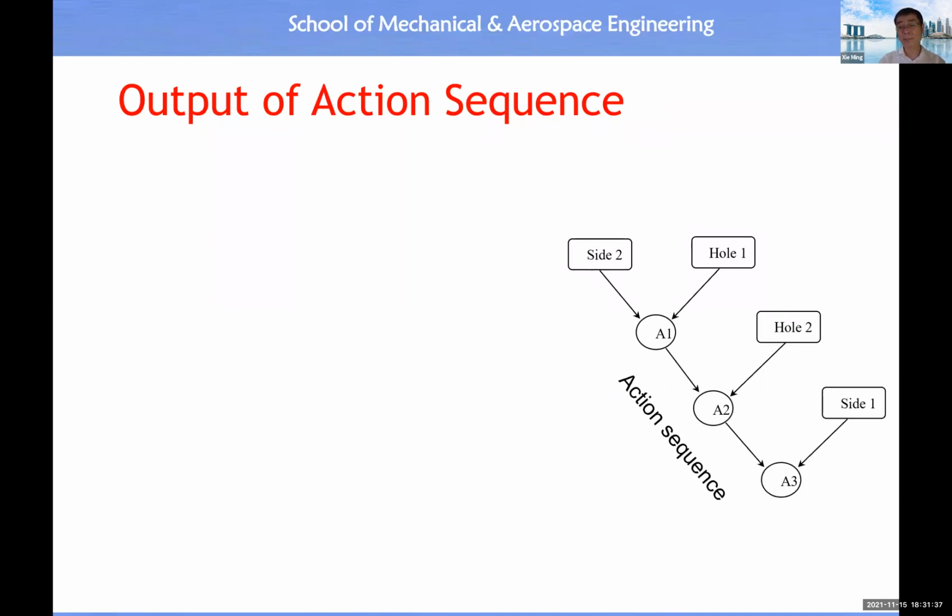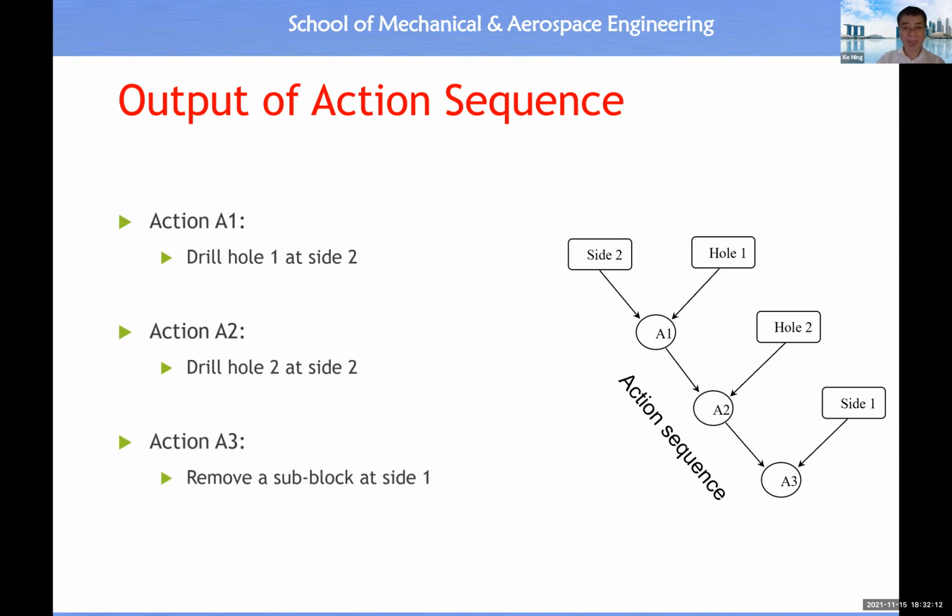We start at side 2 to drill the hole. That will be action A1, followed by action A2, which is to drill another hole. Then action 2 will be followed by action 3, which is to remove material through the milling process, to remove 1/4 of the material from the input material. All right, so you have action 1, action 2, action 3.